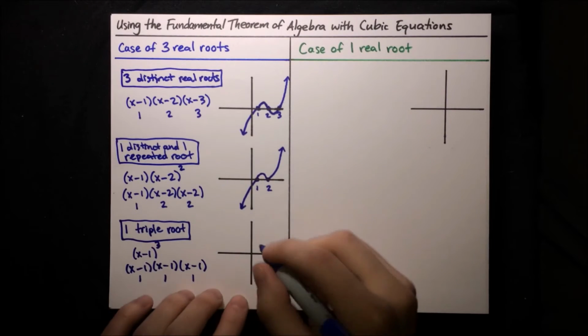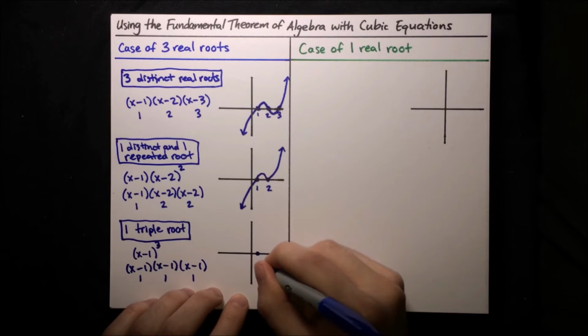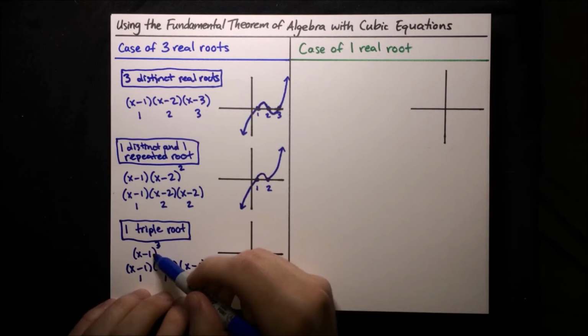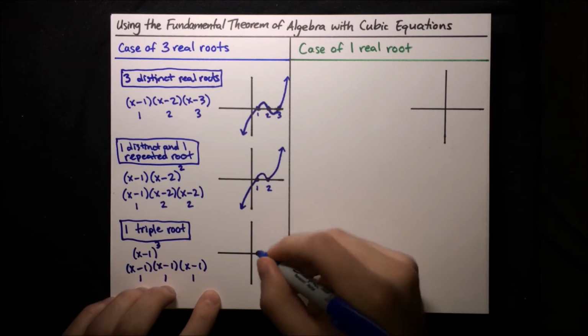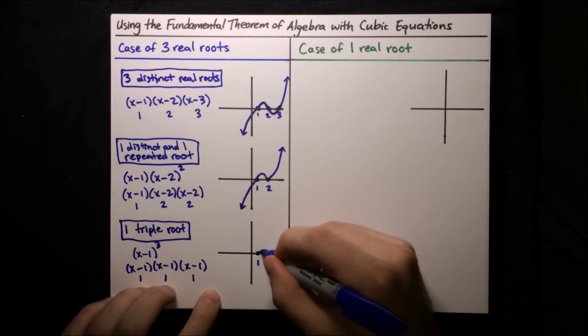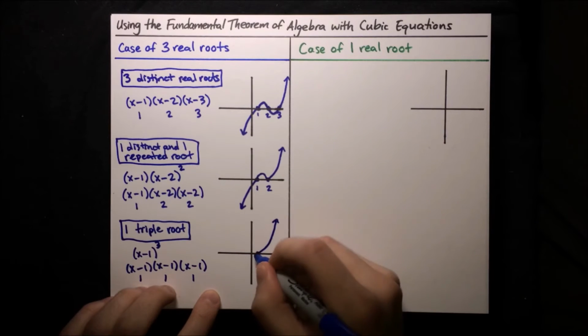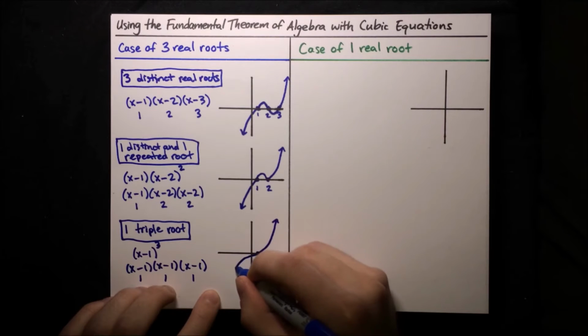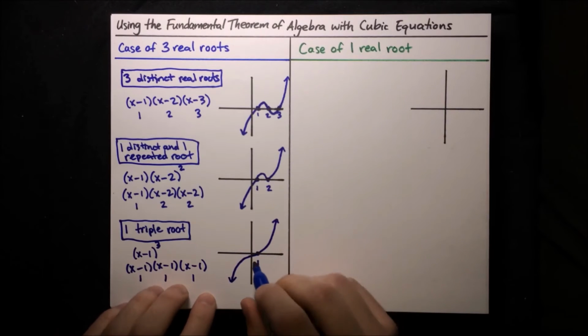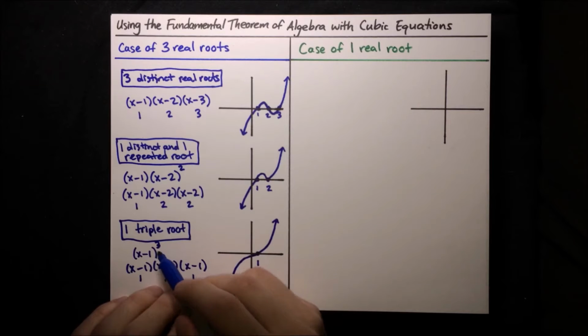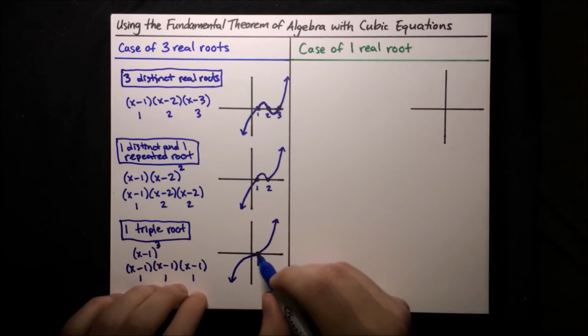So if we draw a graph of this, there's going to be a root of 1, and since it's a leading coefficient that's positive, as x goes to infinity, so does the function, and as x goes to negative infinity, so does the function. That also makes sense because odd multiplicity, the function goes straight through the roots.